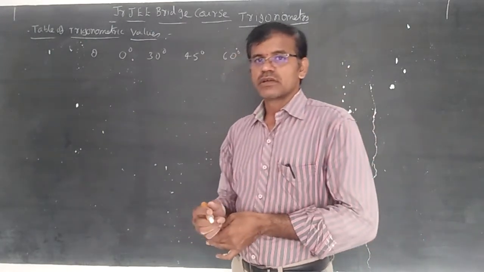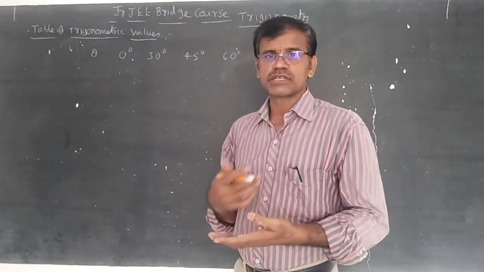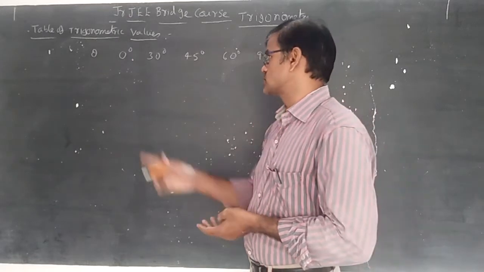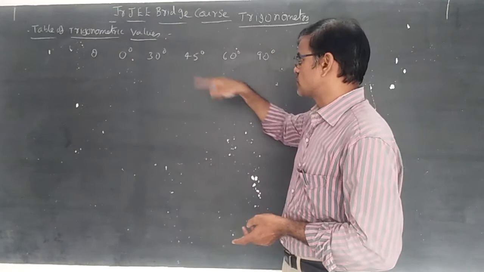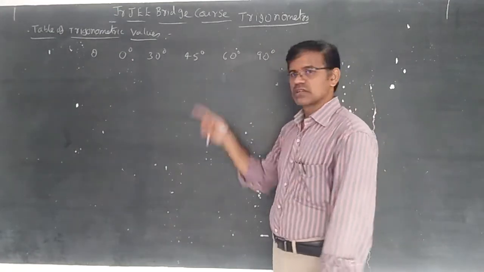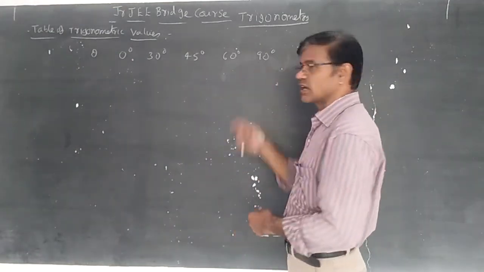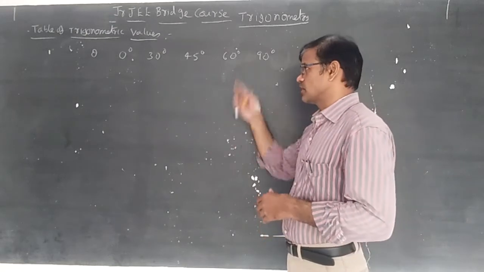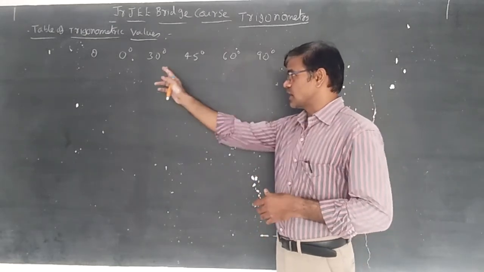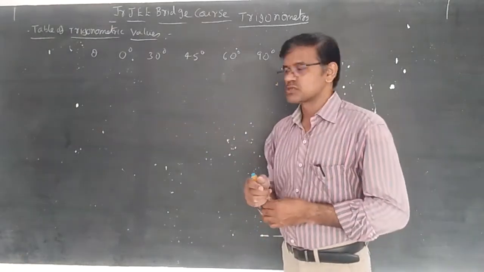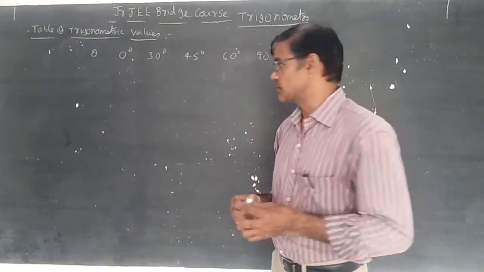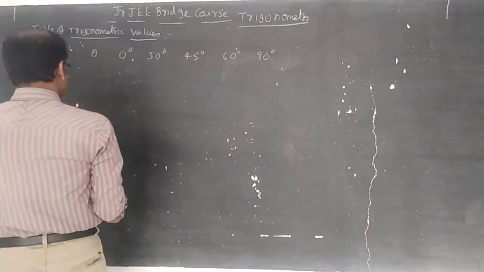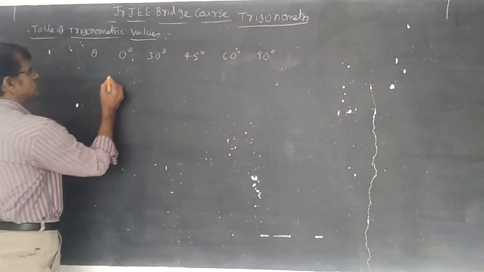Like sin 120, sin 150. Sin 120 is sin of 90 plus 30. Sin 135 is sin of 90 plus 45. Sin 150 is sin of 90 plus 60. Like that you can get sin 180 as sin of 90 plus 90. So it depends upon these fundamental values, and you can calculate many sums. This theta means angle in degrees.